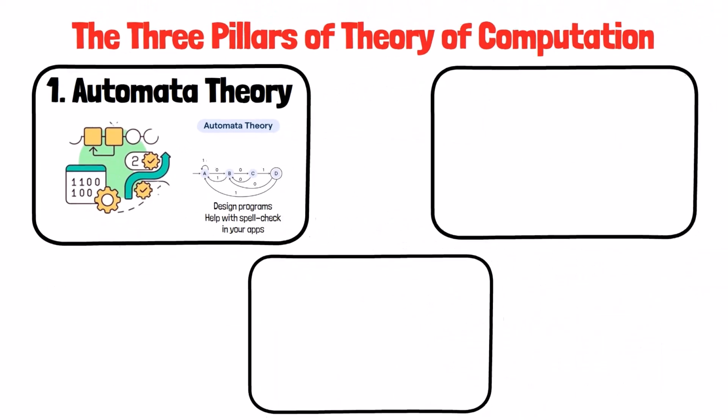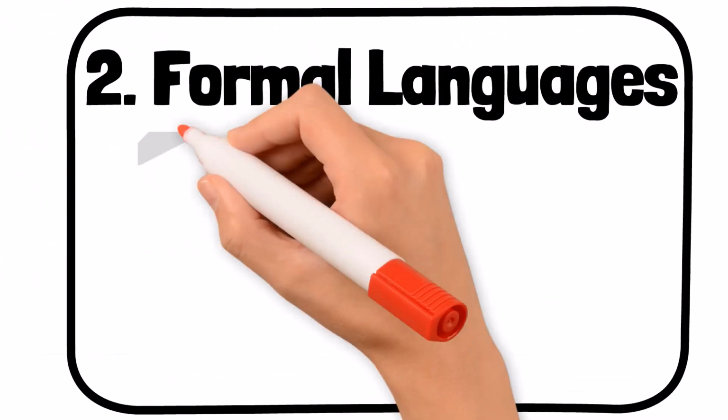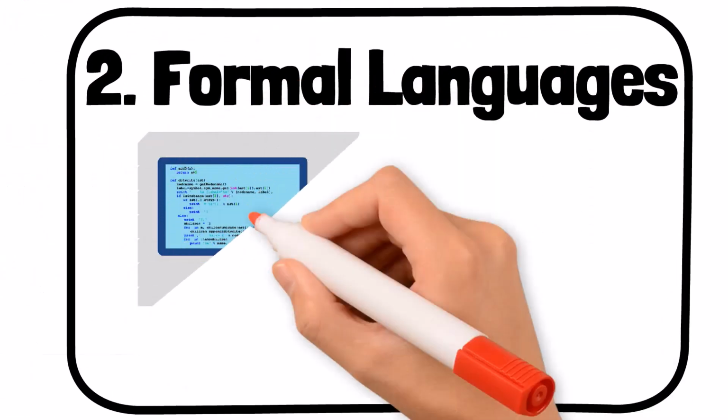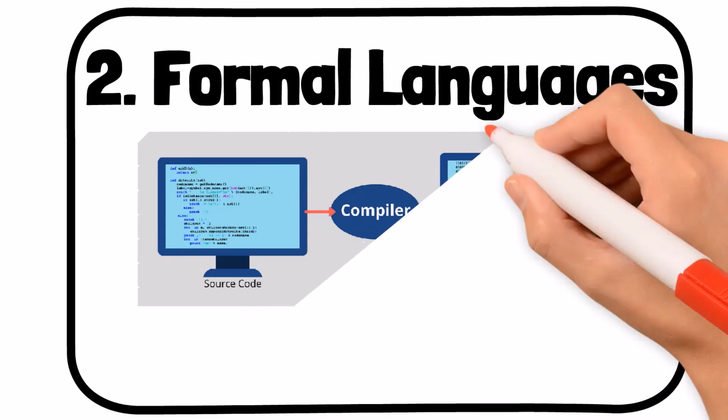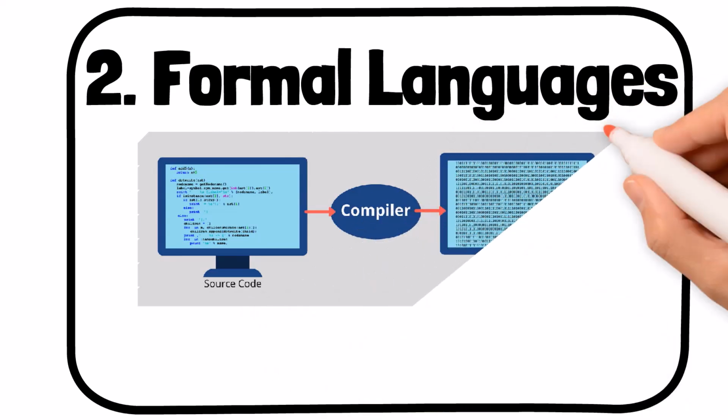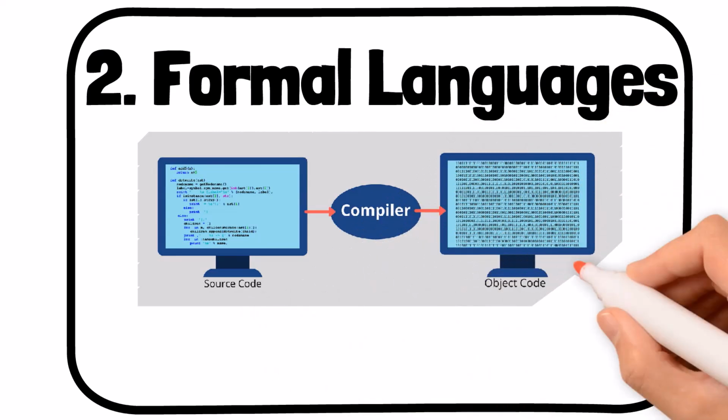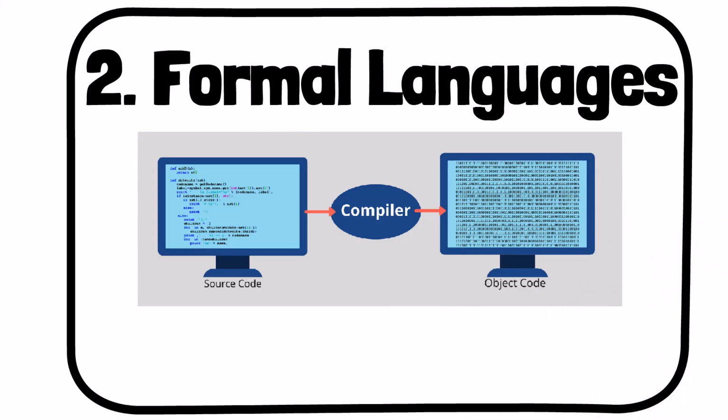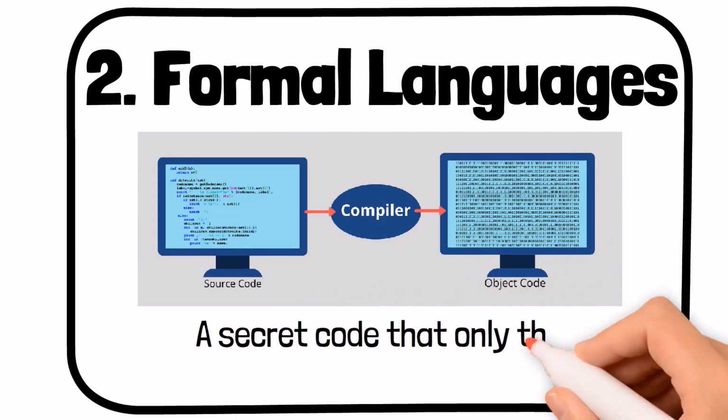2. Formal languages. A computer doesn't speak English or Urdu. It speaks using symbols and patterns. So, formal languages are ways to write rules that computers understand. They help us teach the computer what to do. It's like making a secret code that only the computer can read.